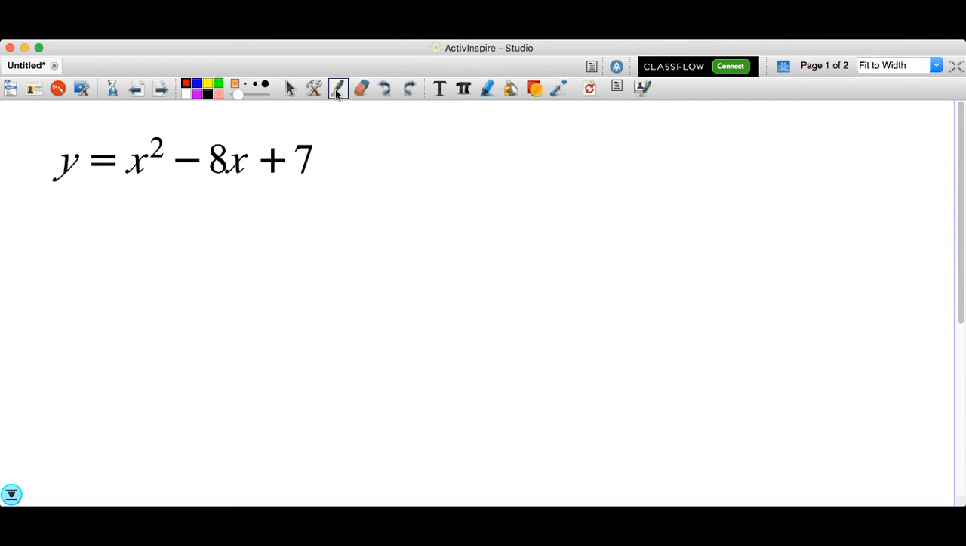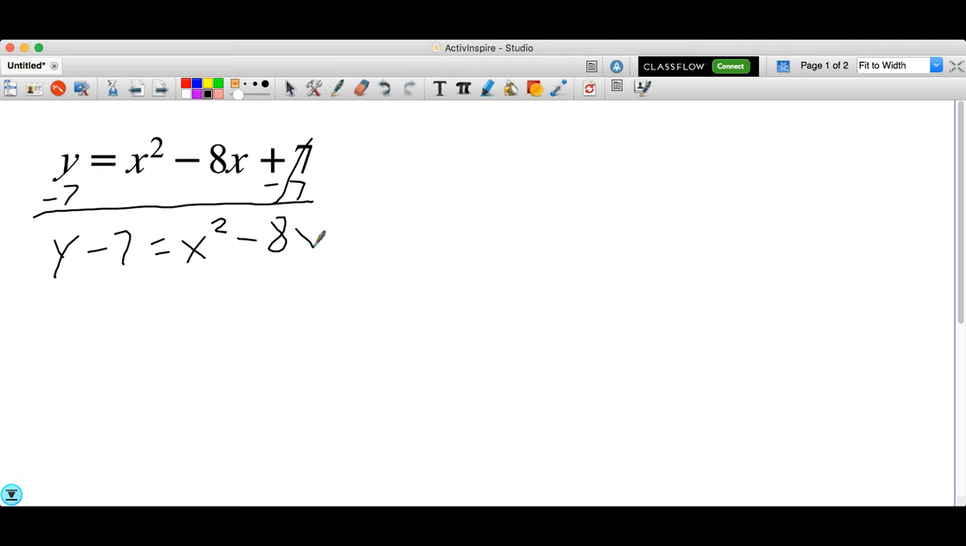So here we have a standard form quadratic, and we want to put it in vertex form. Okay, so steps we're used to seeing. First thing we need to do, we need to create a blank on the right-hand side by moving 7 over. We have y minus 7 equals x squared minus 8x. And now we have room for these blanks. Y minus 7 plus something equals x squared minus 8x plus something.